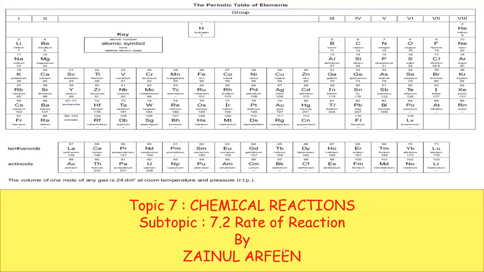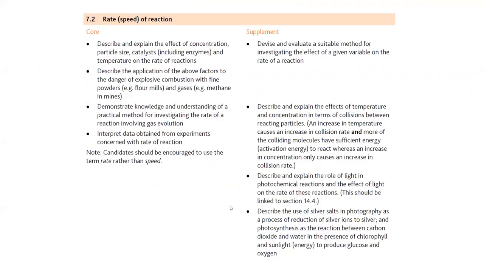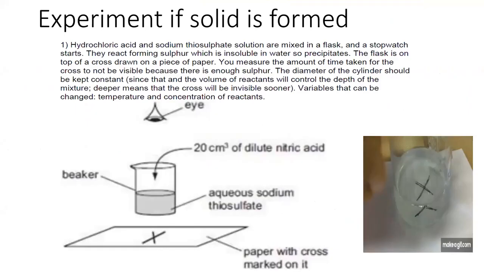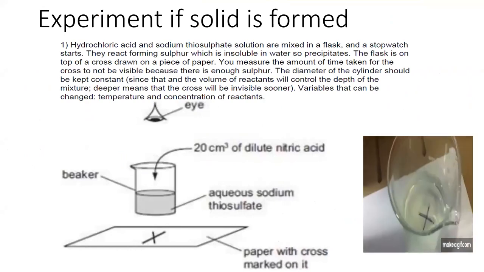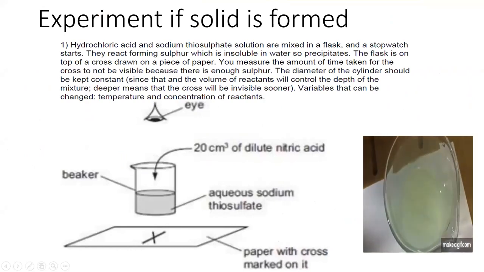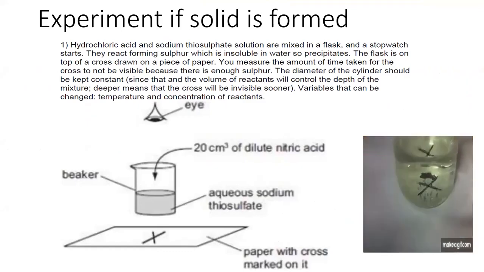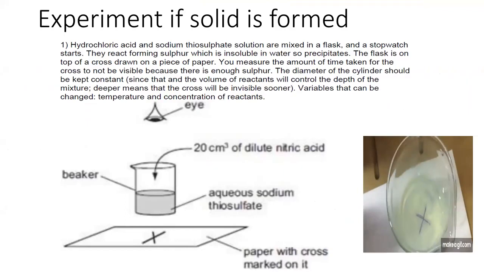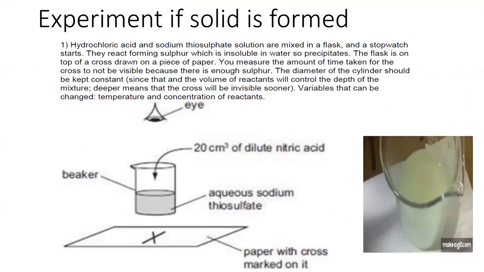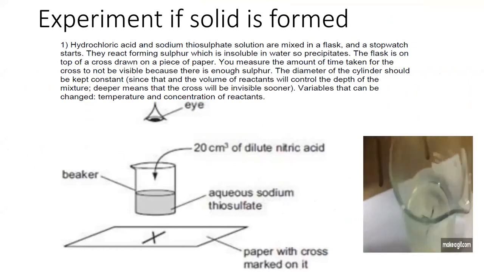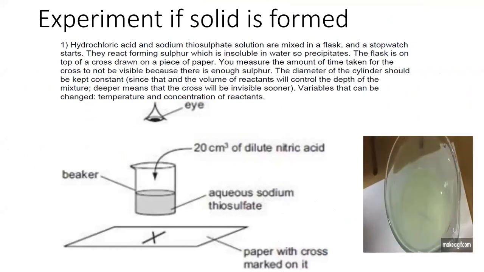So the rate or speed of a reaction we can measure in different ways. We can measure the volume of the gas given off, as we discussed, or there is another way, because in some reactions a solid is formed. We call this type of reaction, when we mix solutions and a solid is formed, a precipitation. So we can also use this technique to measure the speed or rate of the reaction.